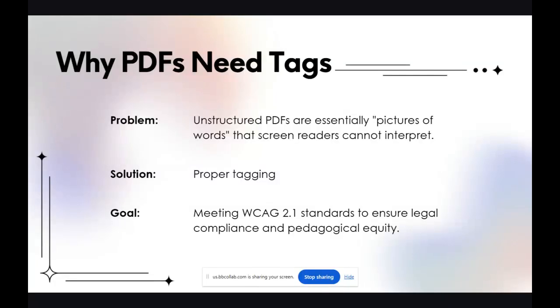So, a little background info. One of the biggest problems is when you don't tag a PDF, it's essentially a picture of words. How many of you have, with the purest of intentions, scanned a textbook on a copier and saved it as a PDF? We've all done it in a pinch. But to a screen reader, it's just going to read it as a flattened image, and it's not going to recognize any text.